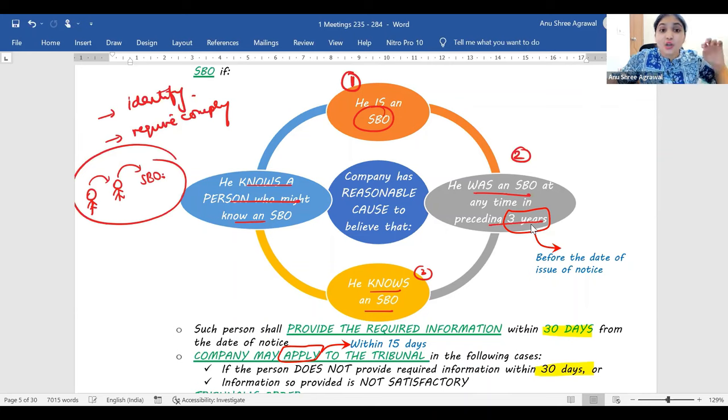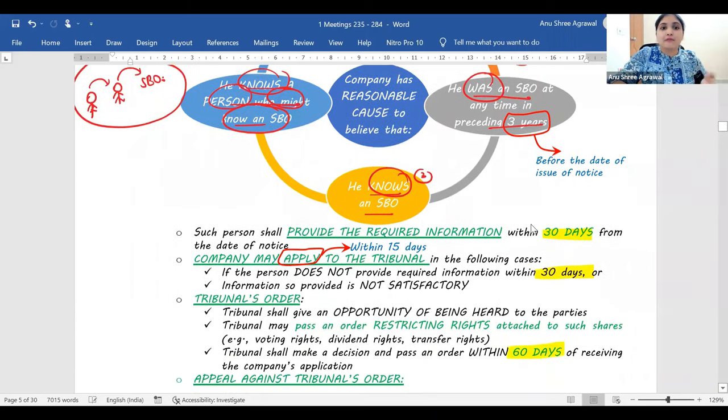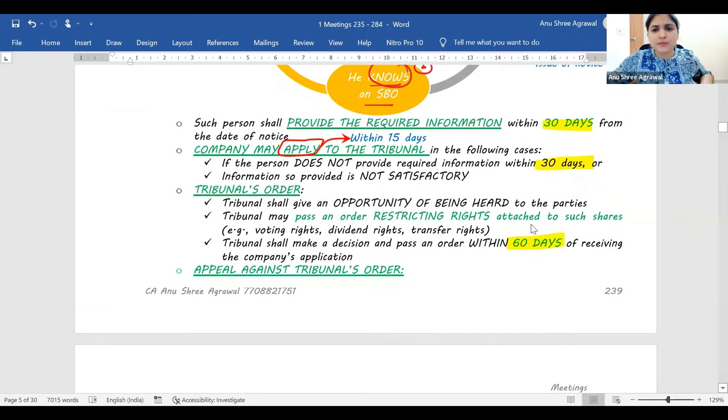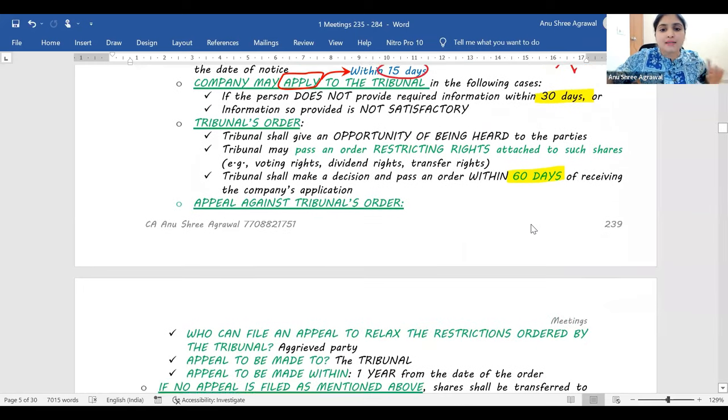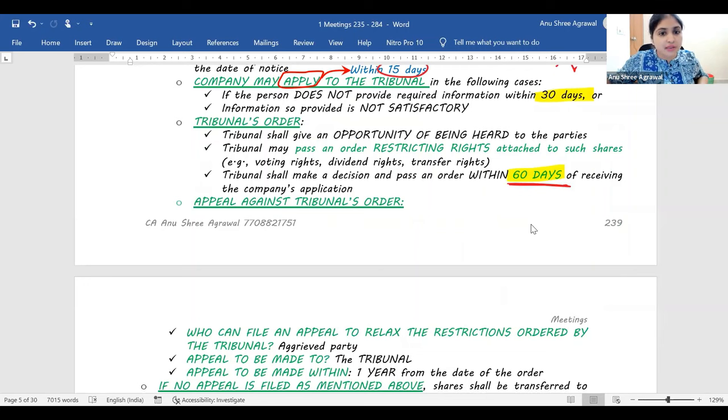You're understanding this? To whom will the company give notice and ask information? SBO, or a person who was an SBO in the last 3 years, or a person who knows an SBO, or a person who knows a person who might know an SBO. These people have to respond to the notice. They have to give the information within 30 days. In case they don't give information within 30 days, then within the next 15 days, company will go and apply to the tribunal. Company will inform the tribunal. Tribunal will pass an order within 60 days of receiving the company's application.